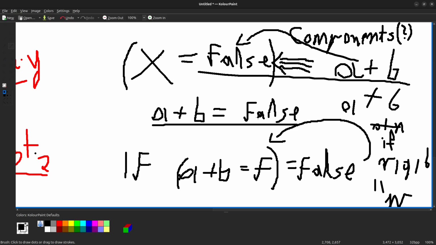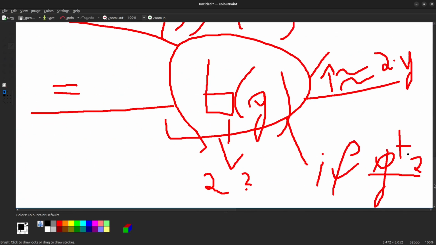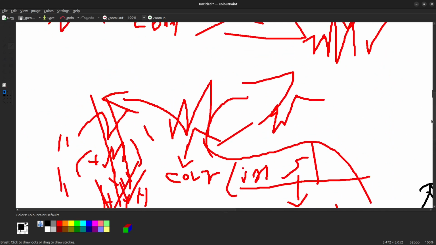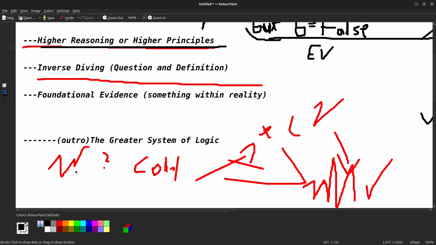Although, as you might be thinking now, this is very complicated. You, as a singular person, would have a very, very hard time noting all of this stuff down. How are you supposed to do this? Wow. And this is where we get to the outro and the greatest system of logic.